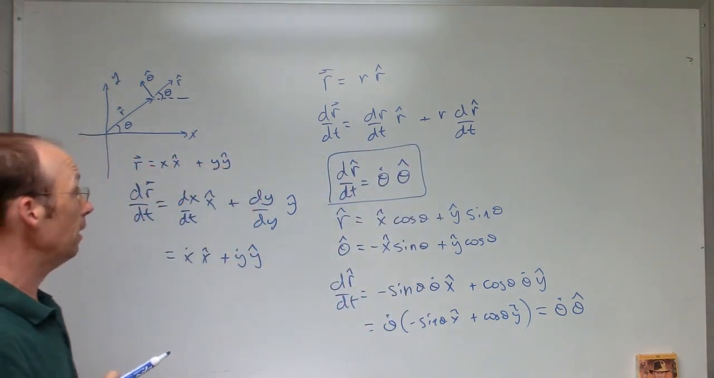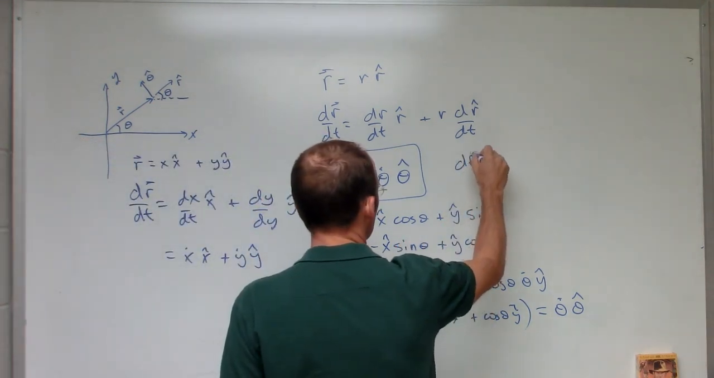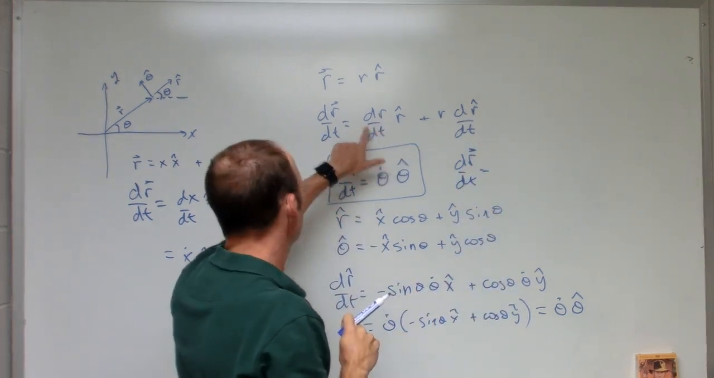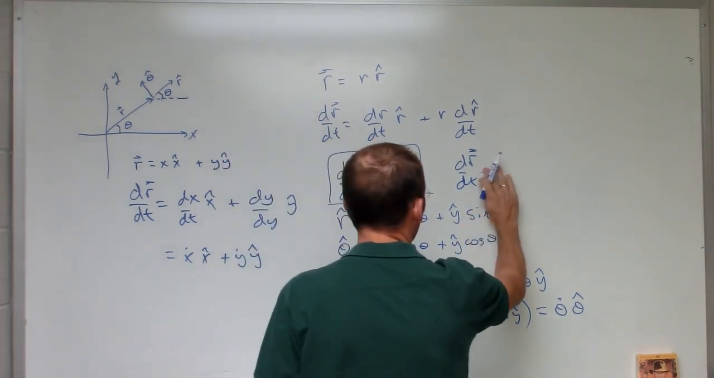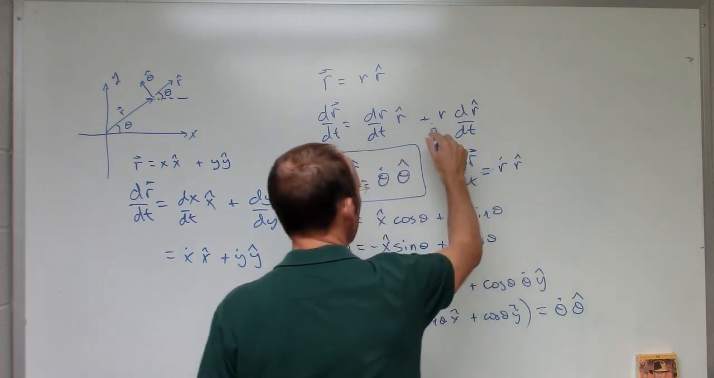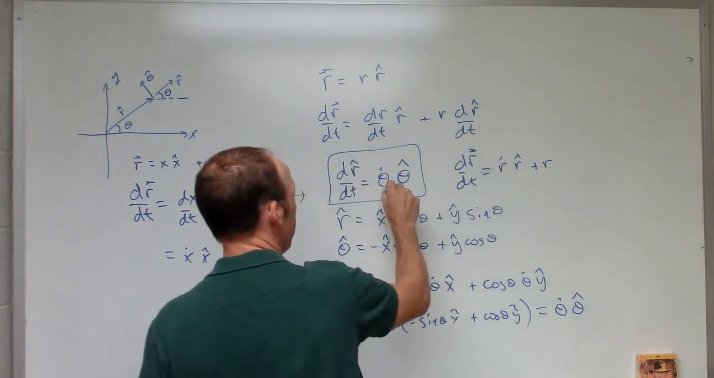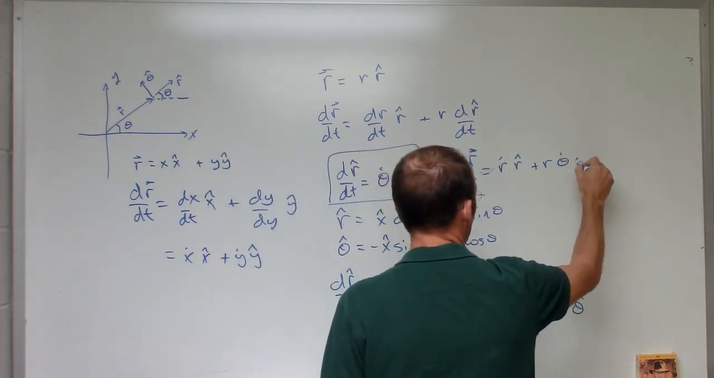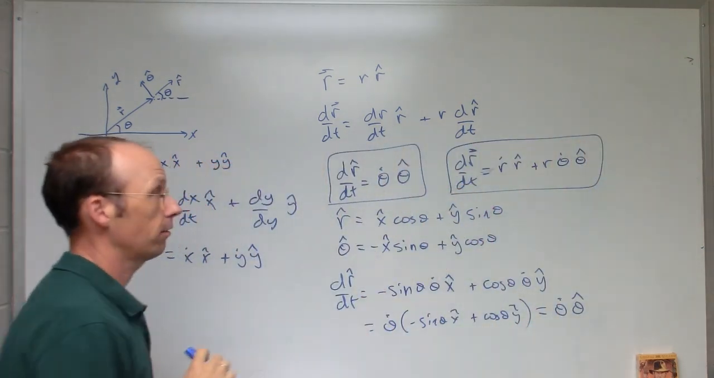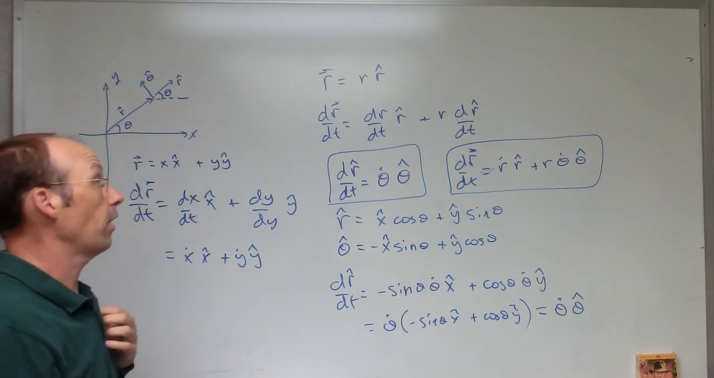So now I can put that in up here, and I get dr/dt, which I'm just going to write as r dot, r hat, plus, now I have r, and d(r hat)/dt is theta dot theta hat. So that is my velocity in polar coordinates. I can write that as velocity.